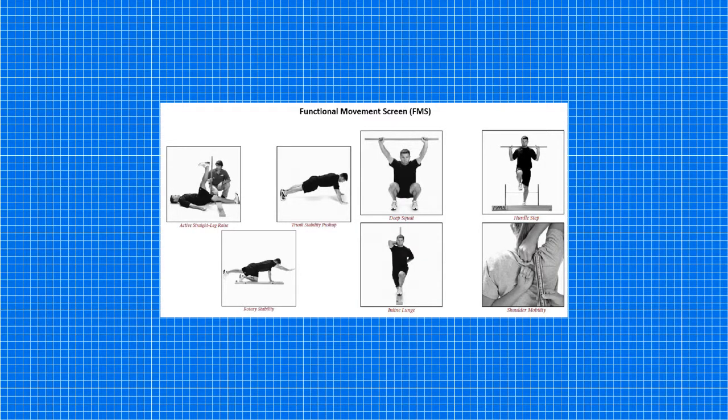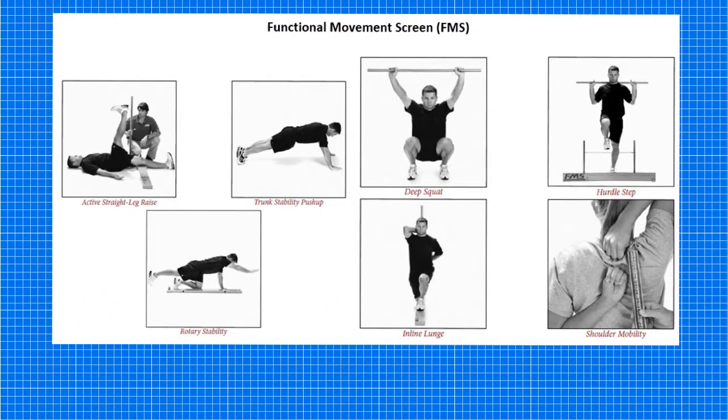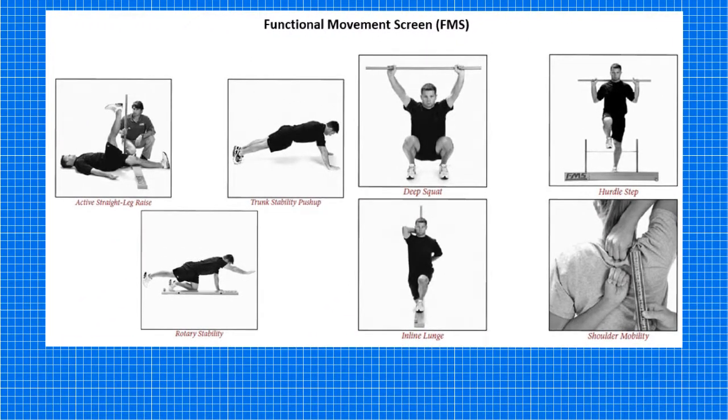So with the FMS, there are 7 distinct exercise or movement positions that are performed. They aren't necessarily performed in this order, but you have the active straight leg raise, you have the trunk stability push-up, rotary stability, which is performed over the 2x6. You have the overhead deep squat, you have the inline lunge, which is also performed on the 2x6 for a narrow base of support. You have the hurdle step, and then you have shoulder mobility. These are the 7 basic tests as part of the screen, and then there are 2 additional clearing tests that you can perform.